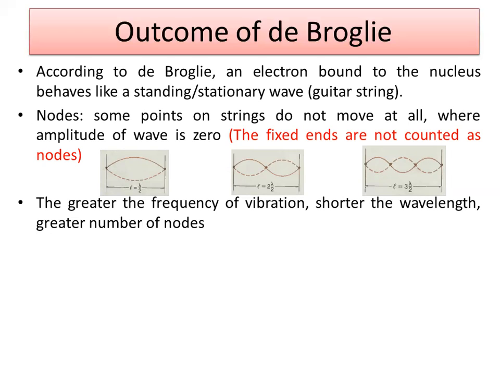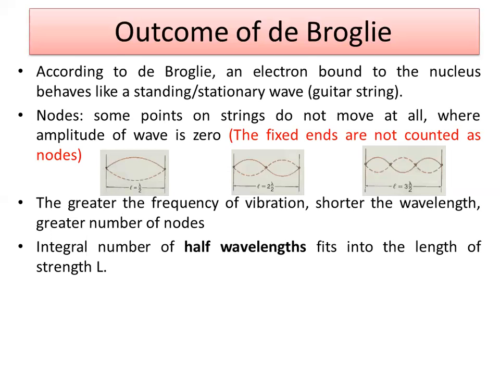If there are more nodes, that means the frequency is faster and the wavelength will be shorter, according to Planck's equation. An integral multiple of half wavelength fits into the length L. The total length is L, and it may be half or an integral multiple of half wavelength. This is going to fit according to the three examples written. There is no third option available.